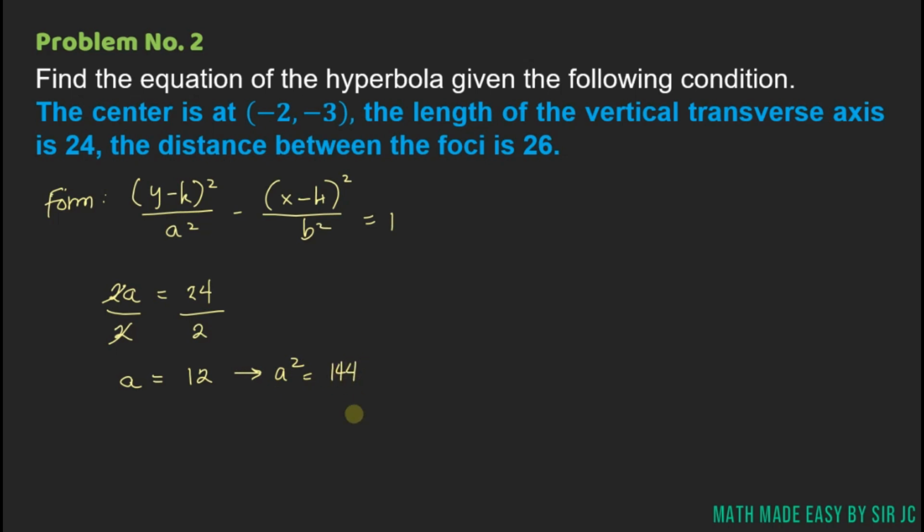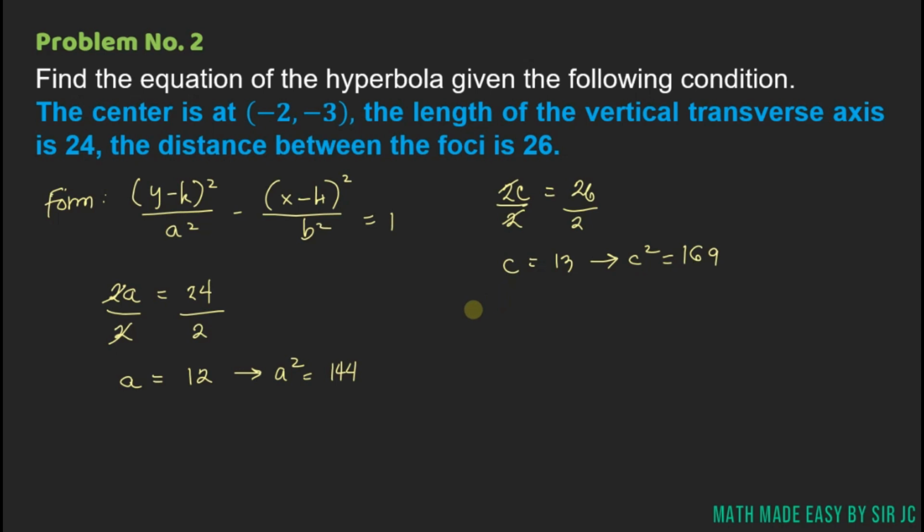Then, the distance between foci is 26. And that is 2c, so 2c equals 26. Divide both sides by 2 and cancel. We have c equals 13. And it follows that c squared is 13 times 13, 169.